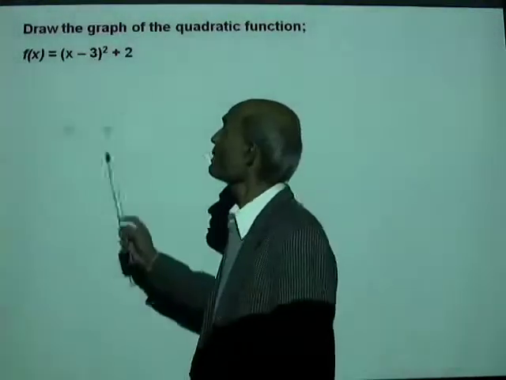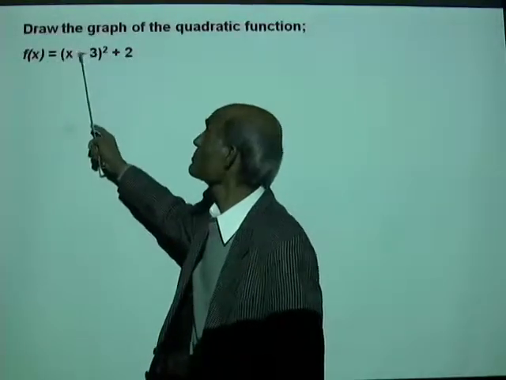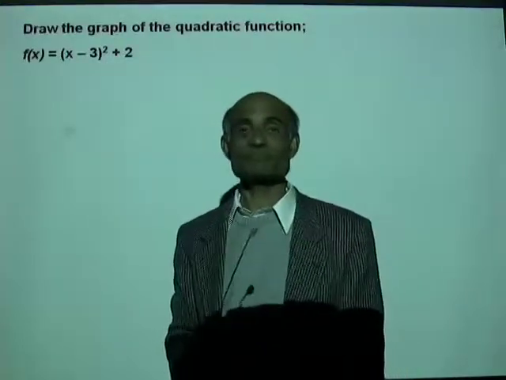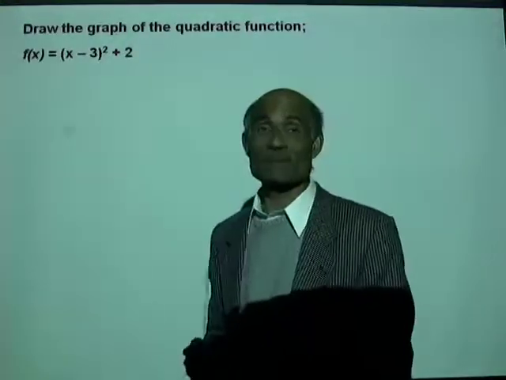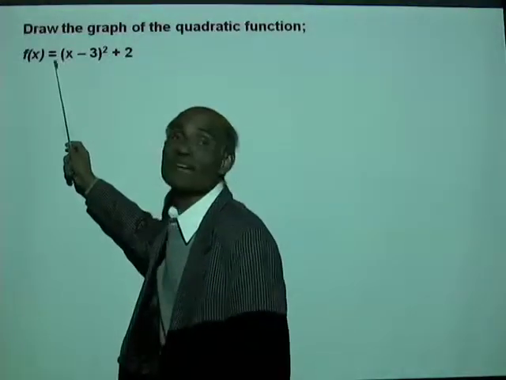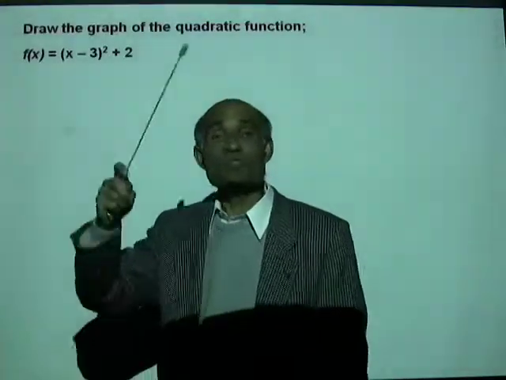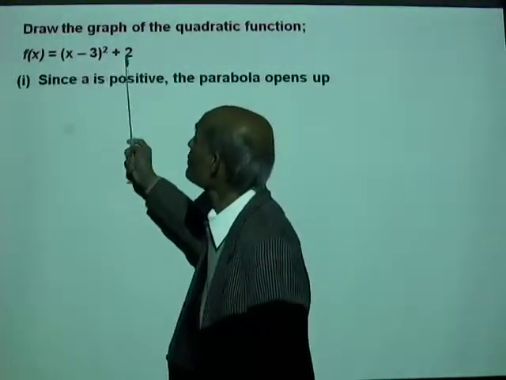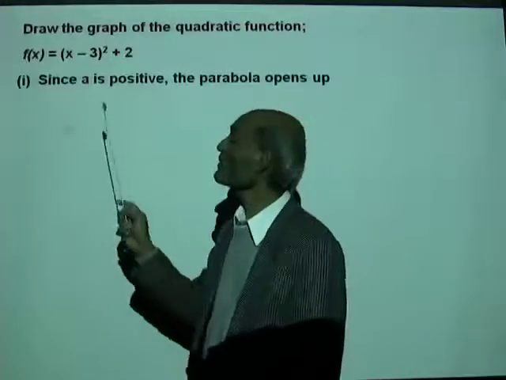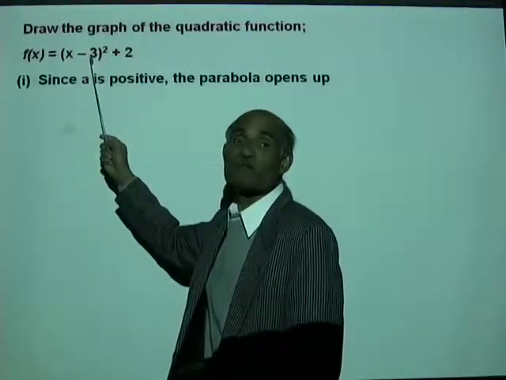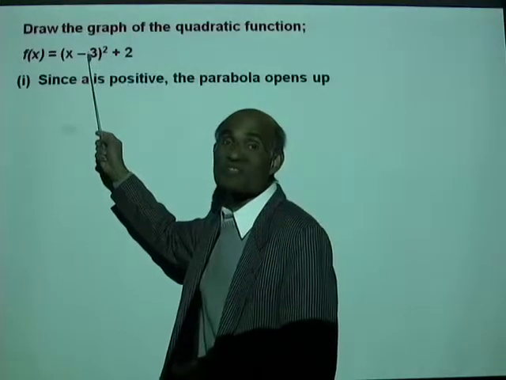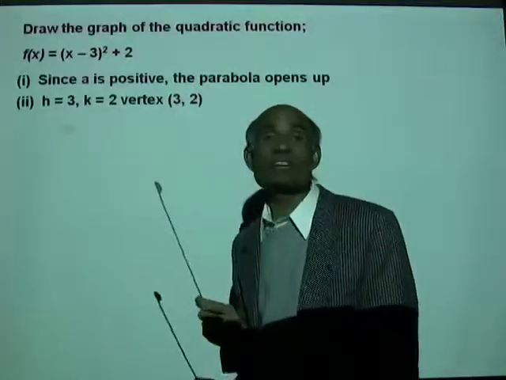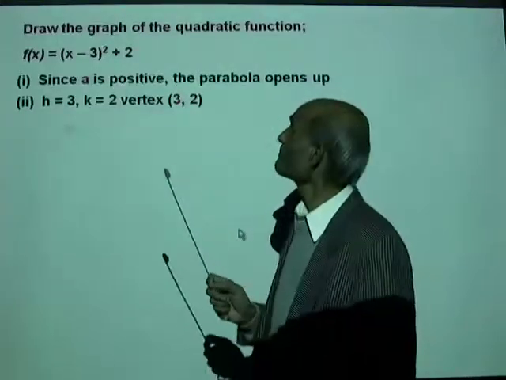Draw the graph of the quadratic function f of x equal to (x minus 3) all squared plus 2. Alright, what's the first thing? What's the value of a here? A is positive 1, which means the parabola opens up. The second information is the vertex. Tell me, what is the vertex of this parabola? The vertex is h equal to 3, k equal to 2. Therefore, the vertex is the point (3, 2).